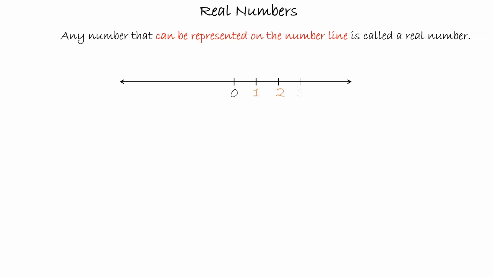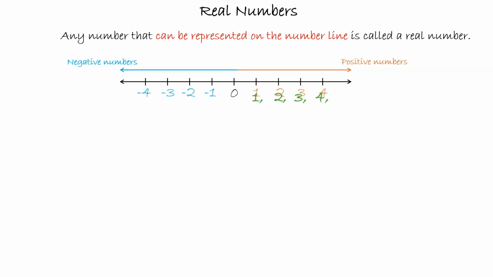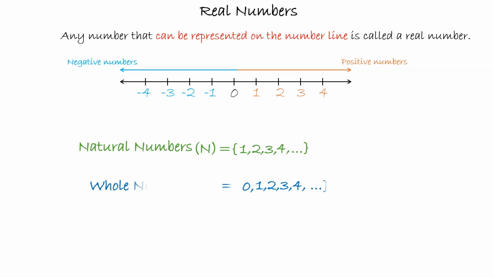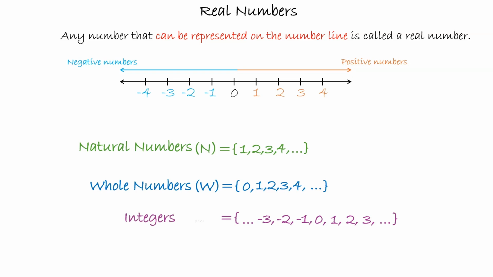The numbers to the right of 0 are called positive numbers, and the numbers to the left of 0 are called negative numbers. The numbers used for counting are called natural numbers, denoted by the symbol N. If we add 0 to the collection of natural numbers, we get another set called whole numbers, denoted by W. Adding the negatives of natural numbers to the whole numbers gives us a new set called integers, denoted by I or Z.